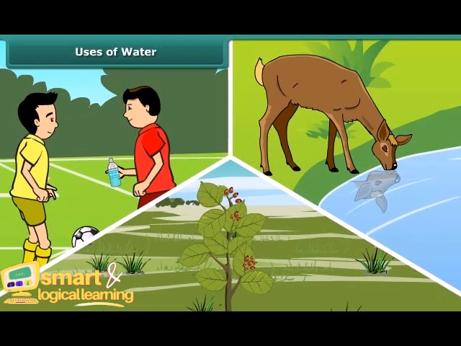Look at these activities. What is common in these activities? Yes, you are correct. All these activities highlight the uses of water.